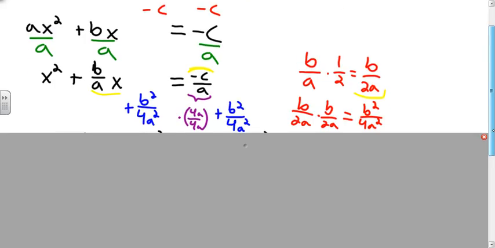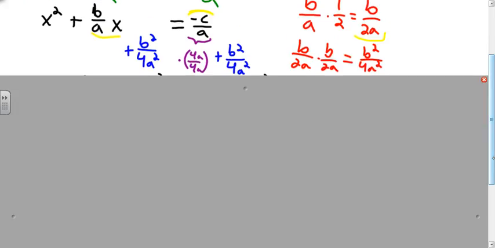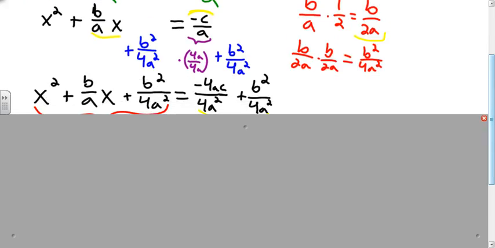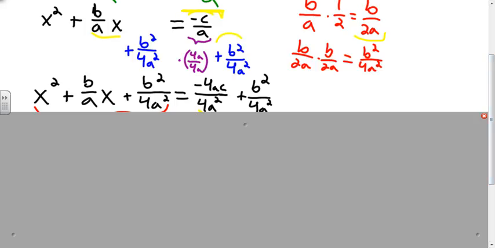So we'll move this down, get a little more work in here. Doing that gives us x squared plus b over a x plus b squared over 4a squared equals negative 4ac over 4a squared. That was our original term here that we multiplied by 4a over 4a, and still plus this b squared over 4a squared.